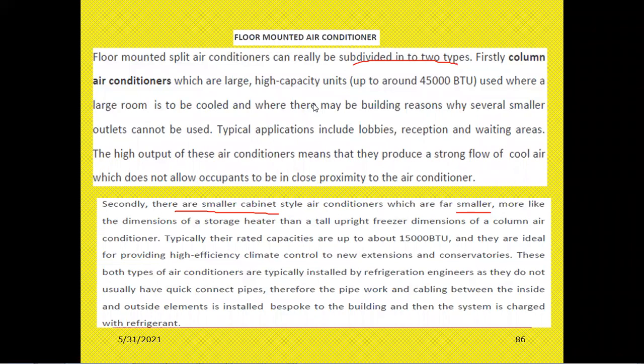Column means just a post. Column air conditioners are very large, high capacity units where a large room is cooled. The typical applications of this column type are lobbies, reception areas, and waiting rooms. The high output of these ACs means that they produce a strong flow of cool air.